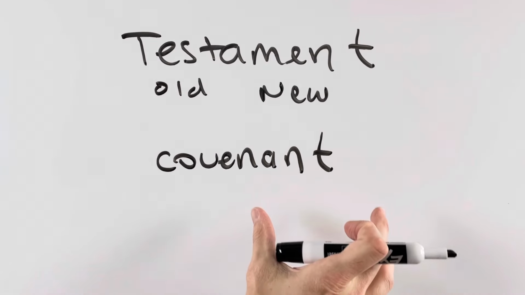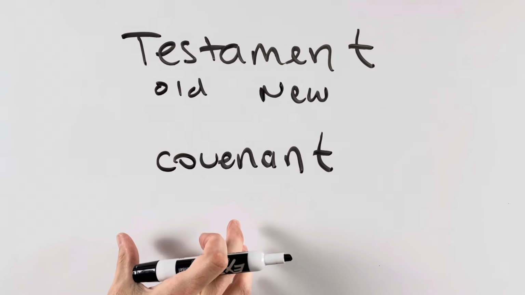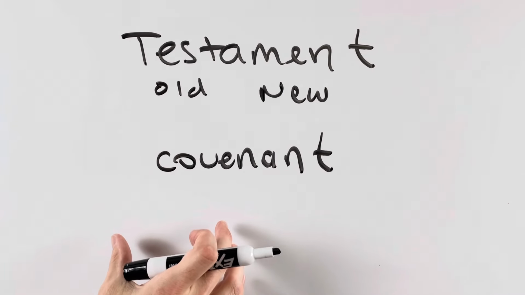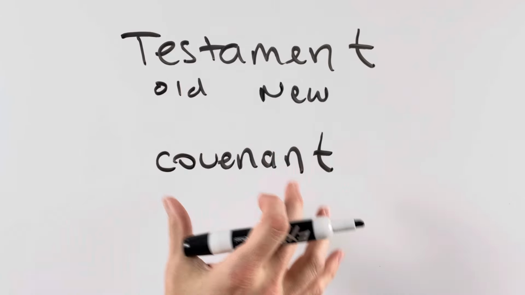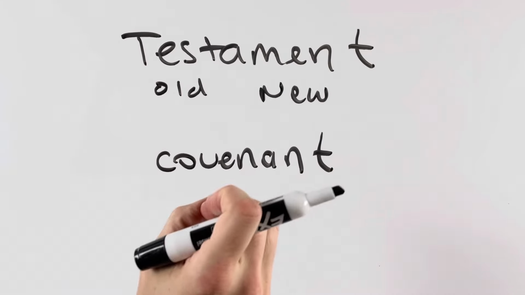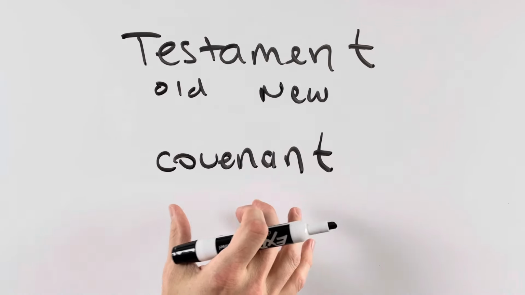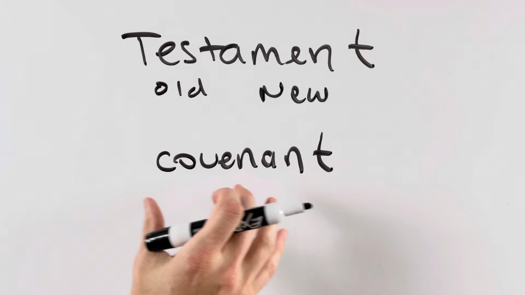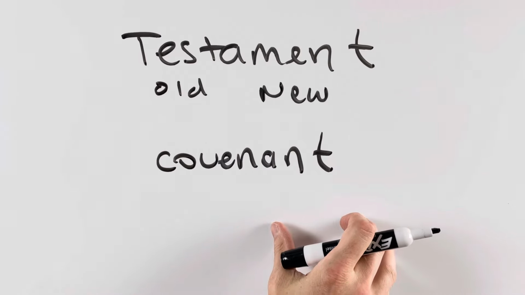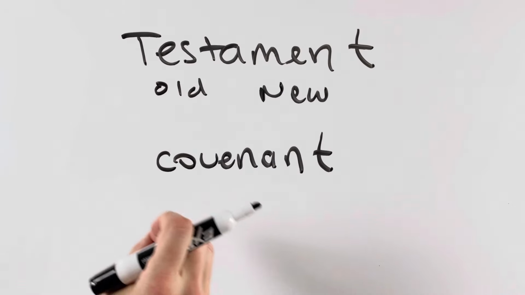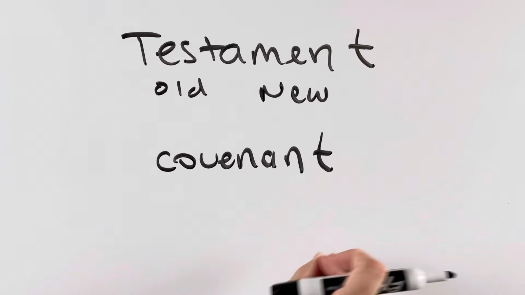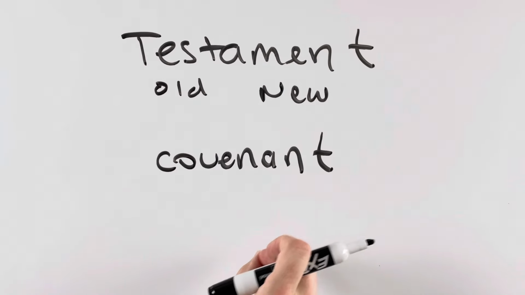The New Covenant made in Jesus Christ and the Old Covenant made with the people of Israel through Moses on Mount Sinai and the Ten Commandments. It's talking about that key relationship, like a pact or an agreement between God and man and human beings. So the testaments are the covenants, the relationship between God and humanity.